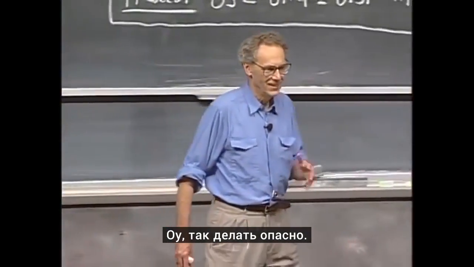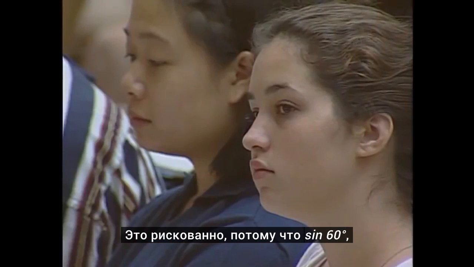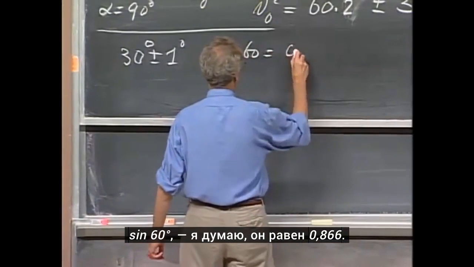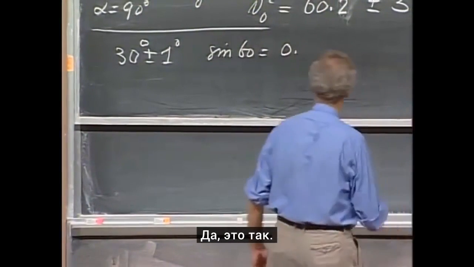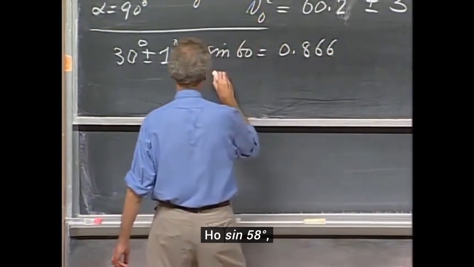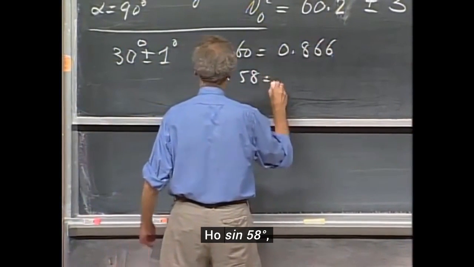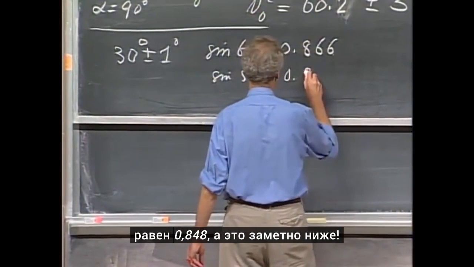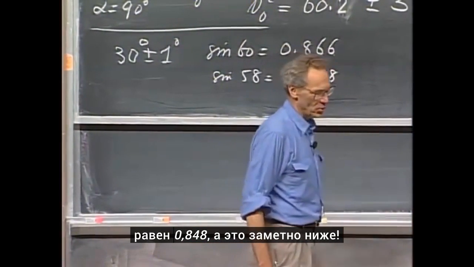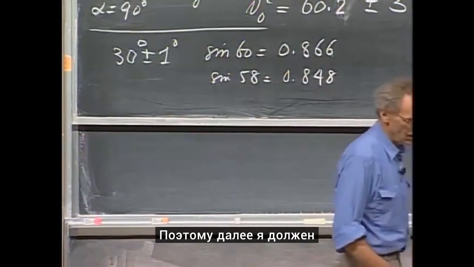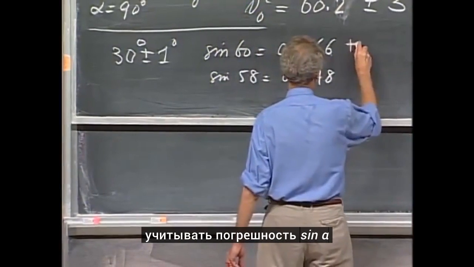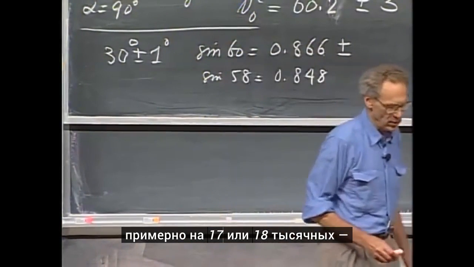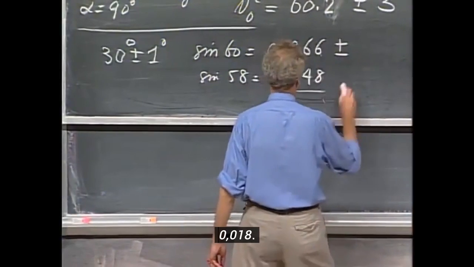That is risky. That is risky now. Because the sine of 60 degrees, that's what you deal with. The sine of 60 degrees, I think, is 0.866. That's right. But the sine of 58 degrees, which is possible if I'm 1 degree under, is 0.848. And that is substantially lower. And therefore, I must allow for an uncertainty in the sine of the angle by roughly, maybe something like 17 or 18 units. What is this difference? 0.018.